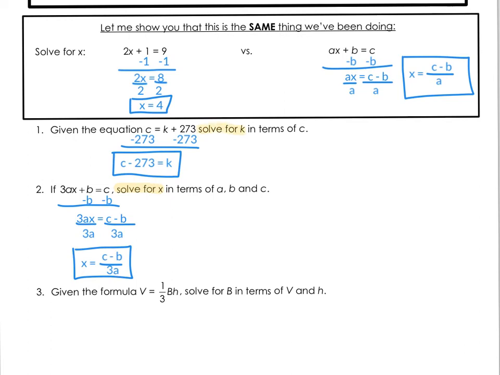So we have to just be careful. What are they asking me to get by myself? What's happening to that variable? And then do the opposite. So they should be fairly simple. You just have to think that they're going to look a little funky. The operations are just like what we've been doing with solving equations.